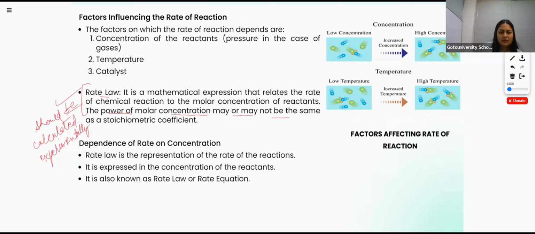And what does rate law do? It tells how the rate depends on the concentration of one or more reactants, and it is represented by a rate law only. Rate law is the representation of the rate of reaction, and it is expressed in concentration of reactants. It is also known as rate law, rate equation, or rate constant.